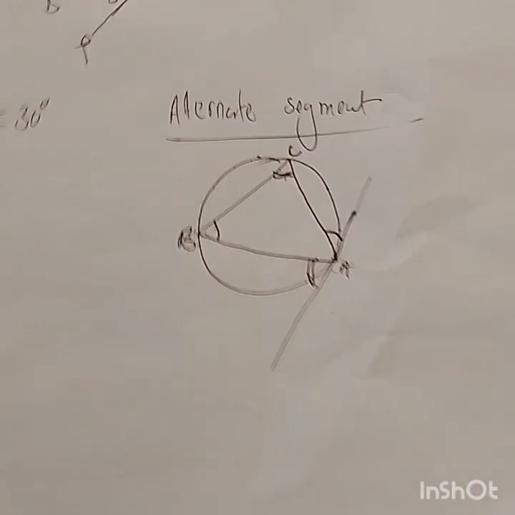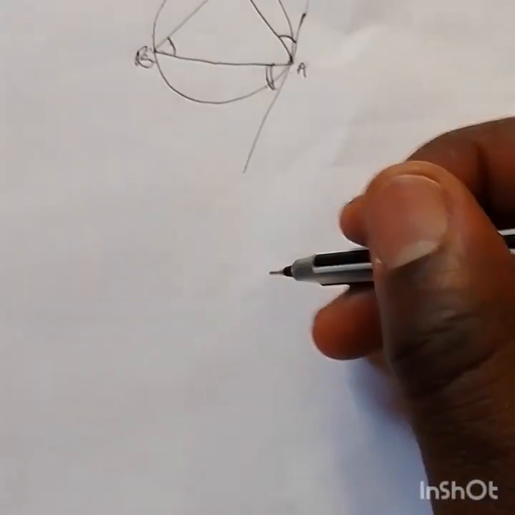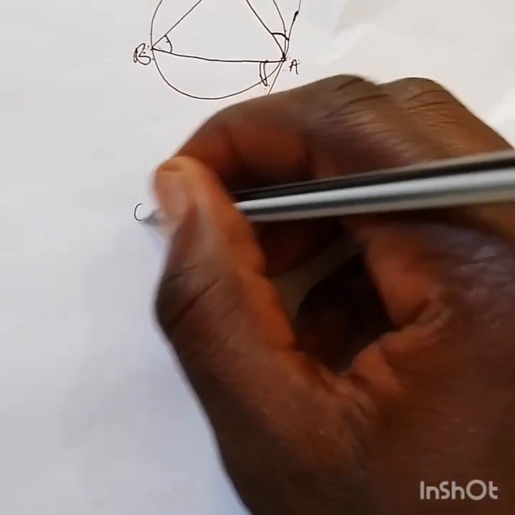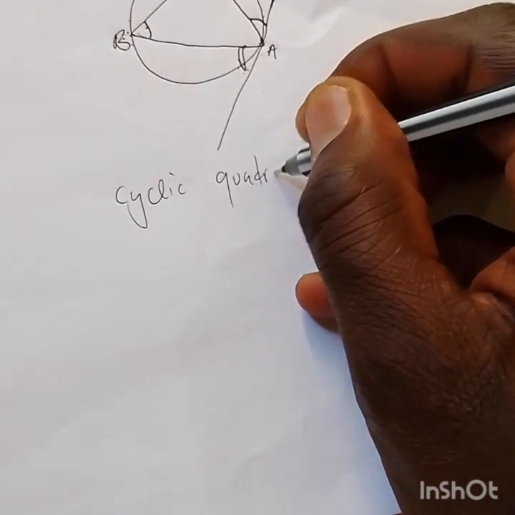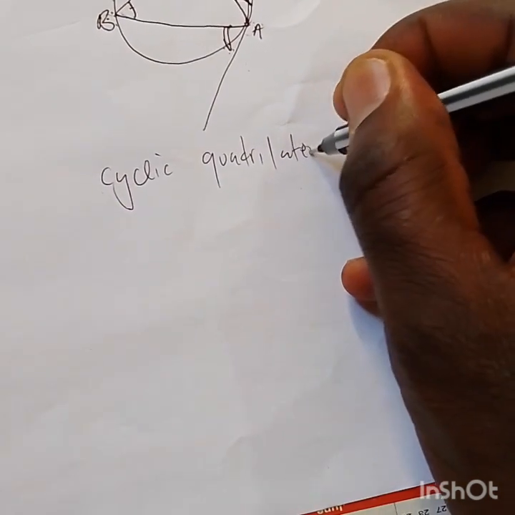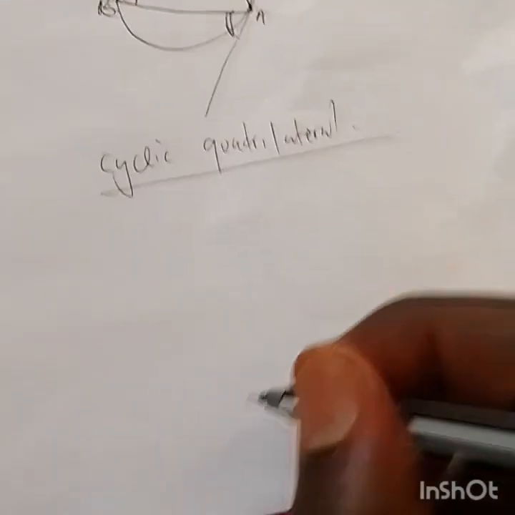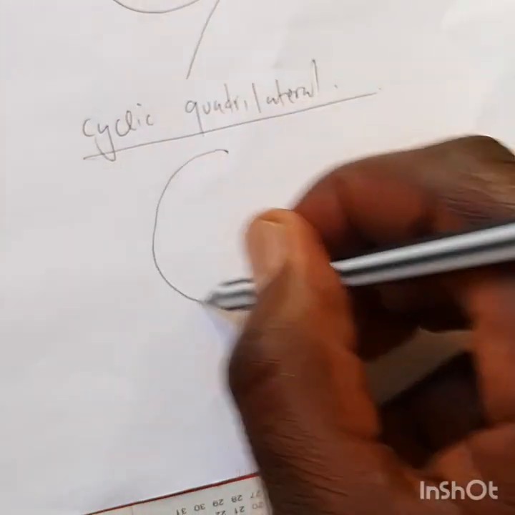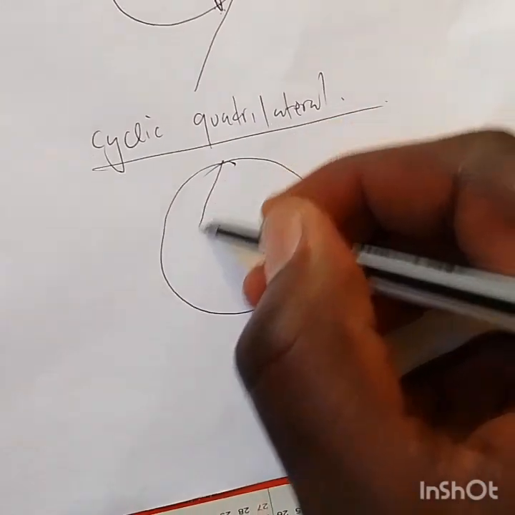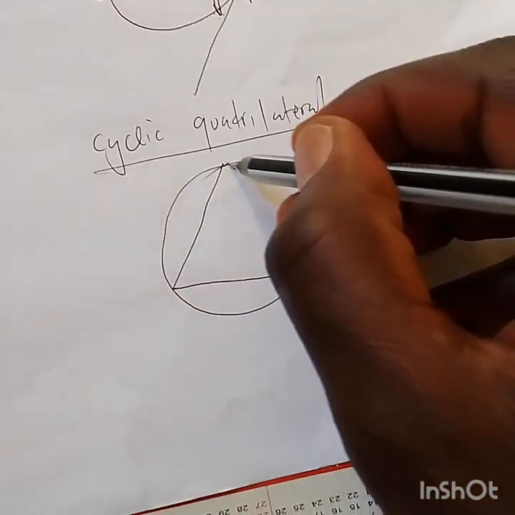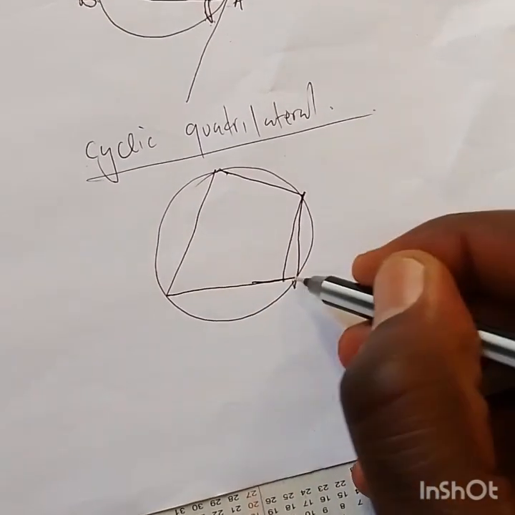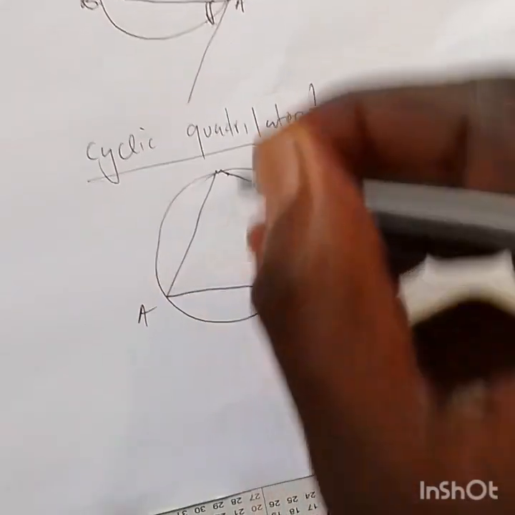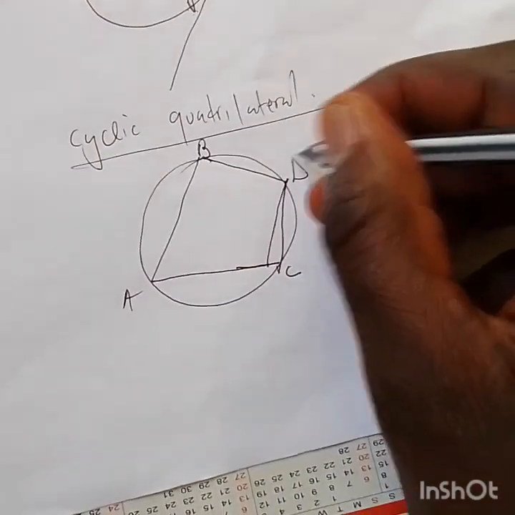Now, which theorem are we going to use to find angle ADC? The theorem that we are going to use is about a cyclic quadrilateral. What does this theorem state? If this is a circle, then we have points, let's say A, B, C, D.